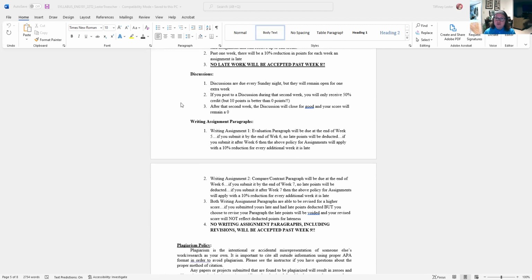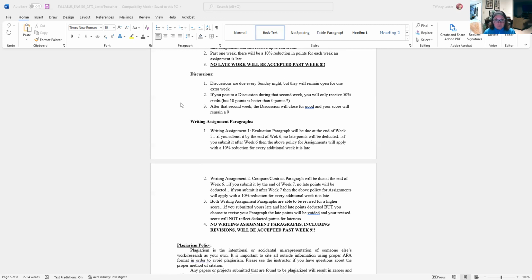So when you get it, you can click on that file that I've attached to the feedback, and it will show you your paragraph with my comments and suggestions typed in. You can take that feedback and revise the paragraph and resubmit it for a higher grade. It's a great opportunity. Again, those are worth 40% of your overall grade.